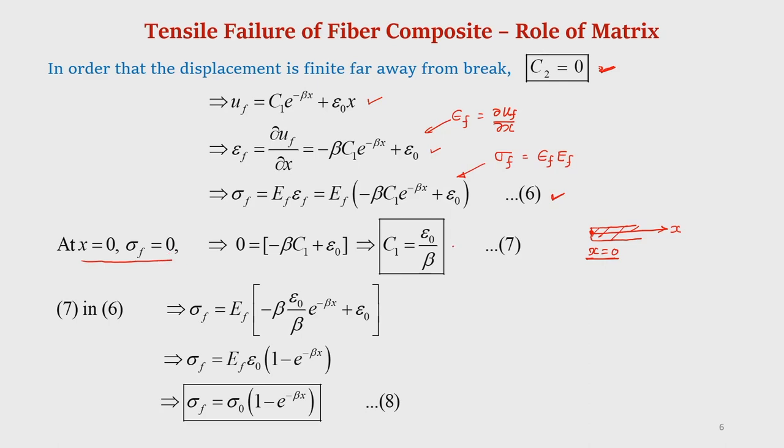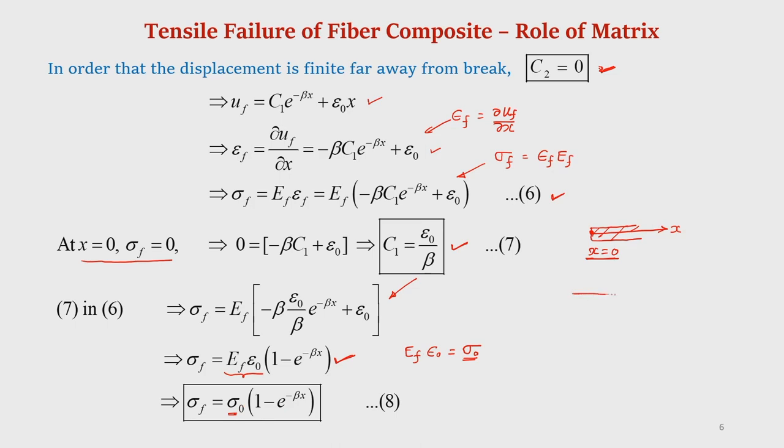When we put this, we get that c_1 is equal to epsilon naught by beta. Beta we have already defined. So, if we put this in equation number 6, we get the expression for sigma_f again in terms of x. Of course, beta, epsilon naught and E_f are there. So, we can write this as E_f into epsilon naught, where E_f is the Young's modulus of the fiber and epsilon naught is the far field strain. Therefore, this gives us the far field stress. Okay? So, we could express the stress in the broken fiber in terms of x and the far field stress.